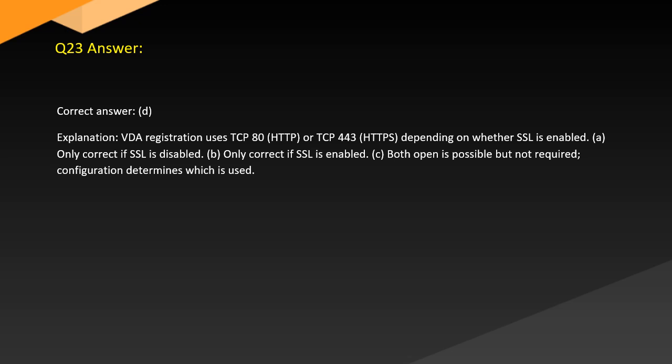Answer. Correct answer: D. Explanation: VDA registration uses TCP 80 or TCP 443 depending on whether SSL is enabled. A. Only correct if SSL is disabled. B. Only correct if SSL is enabled. C. Both open is possible but not required. The configuration determines which is used.